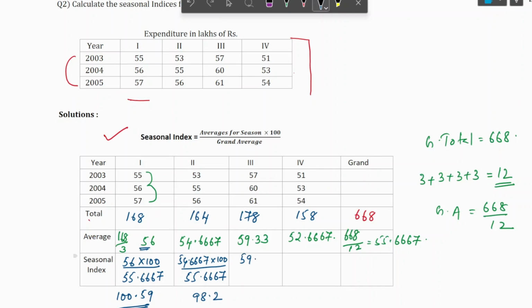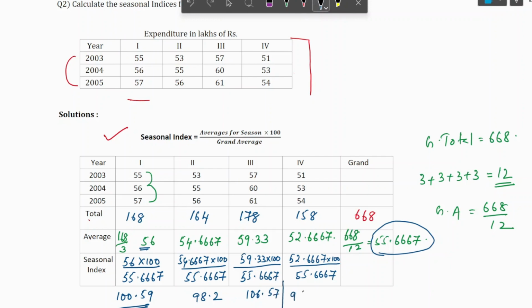Next, 59.33 into 100 whole divided by 55.6667. That is your grand average. That means your denominator is going to be the same number. Okay. Now last, 52.6667 into 100 whole divided by 55.6667. Okay, here we have not written the answer, just calculated. That is 106.57, and last one 94.61. Use your calculator and calculate, multiply the numerator and divide with the denominator.